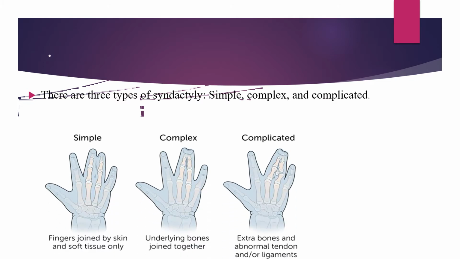Symptoms of syndactyly differ depending on the type your child has. There are three types of syndactyly: simple, complex, and complicated. As you see, simple syndactyly is when fingers are joined by skin and soft tissue only, whereas complex is when the underlying bones are joined together. And complicated syndactyly is when there are extra bones and abnormal tendons and also ligaments that attach the two fingers.